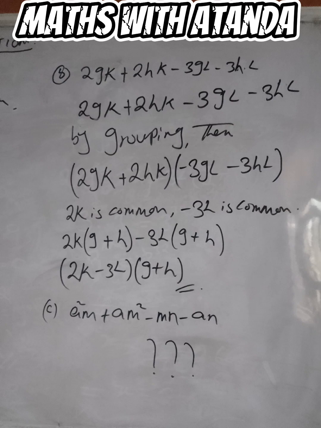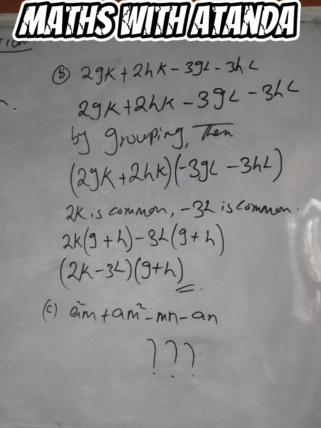Now if you check what is outside the brackets, we have 2k and minus 3l. So we group them in the same bracket, which is 2k minus 3l, as in the other bracket, right? In a separate bracket, what is common in the two brackets is g plus h. So we put together 2k minus 3l in a bracket and g plus h in another bracket, which is the complete factorization of the problem.